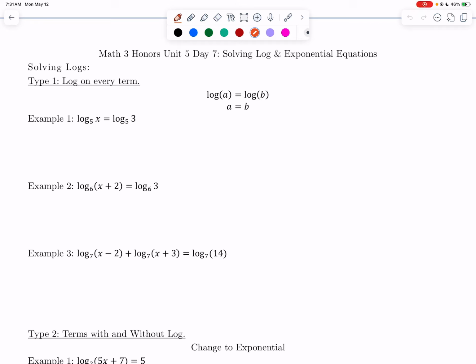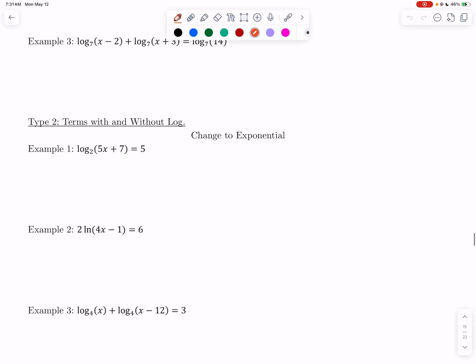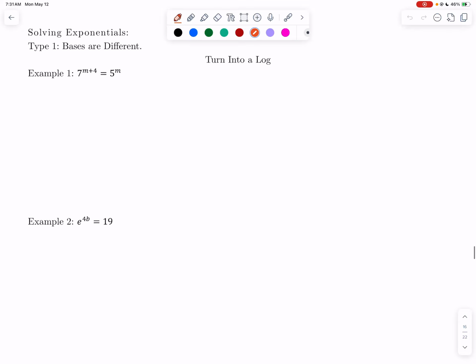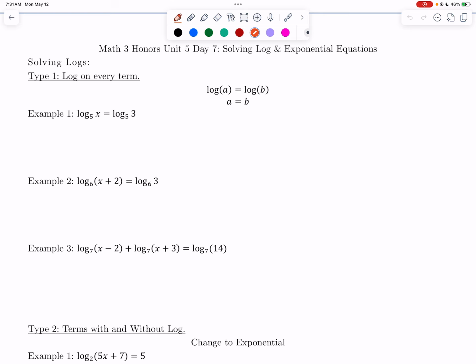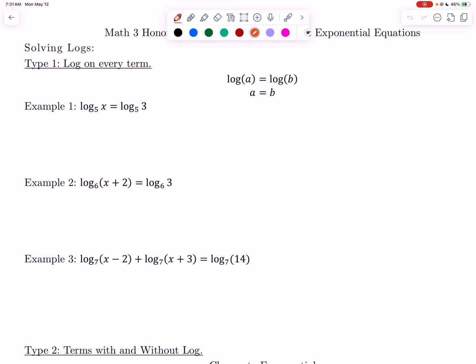Alrighty, in this video we are going to be talking about how to solve logarithmic and exponential equations. So there are going to be two types of solving logs, the two types of solving exponential equations. For the first type, it's going to be very, very easy. It's going to be logs on every term. And if we have logs on every term, we're going to be happy.